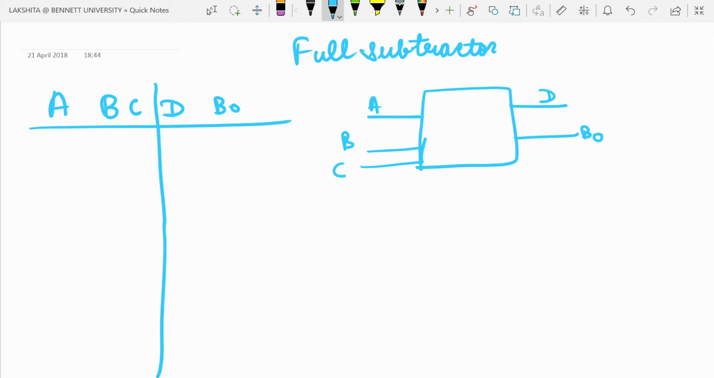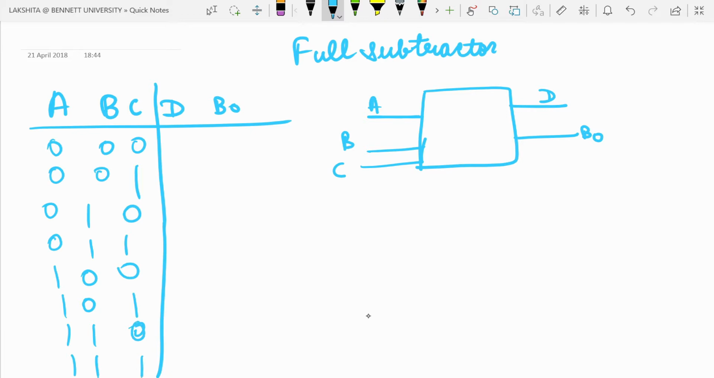We are going to use the concept as we have used in the half subtractor. So here the 8 possible inputs will be 0, 0, 0, 0, 0, 1, 0, 1, 0, 0, 1, 1, 1, 0, 0, 1, 0, 1, 1, 1, 0, 1, 1, 1. As we can see in this, we first have to subtract B from A and then C from B. As we have subtracted in the half subtractor, we can do it easily in this full subtractor also.